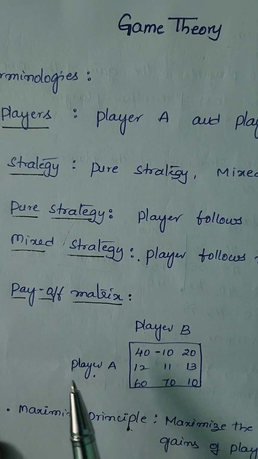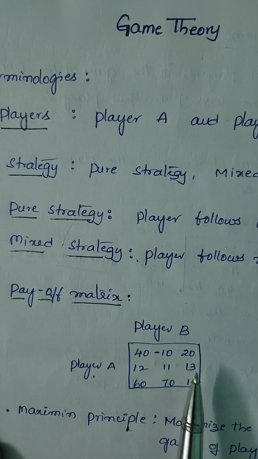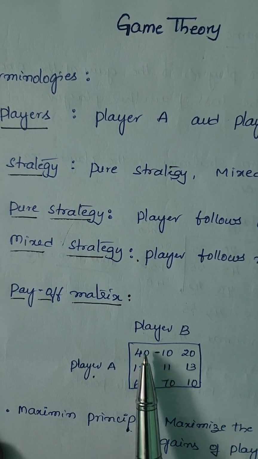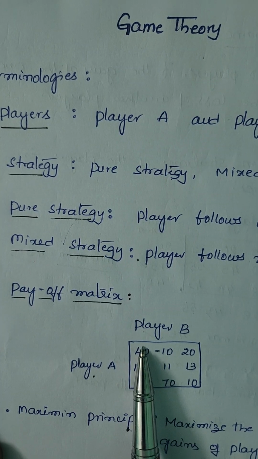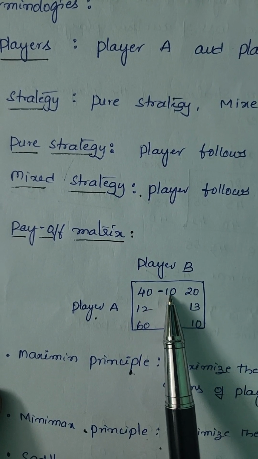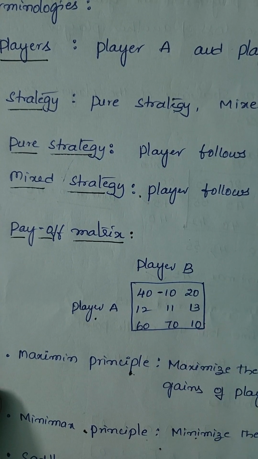Now the payoff matrix. This is the payoff matrix. The payoff matrix gives the possible outcomes for player A and player B after their play. So here 40 is a payoff, minus 10 is a payoff, and 20, and so on.